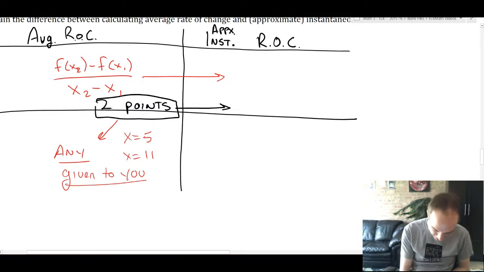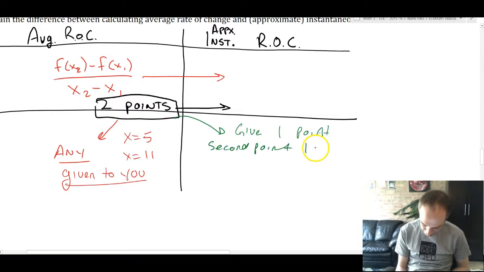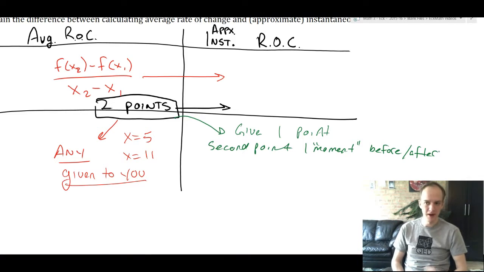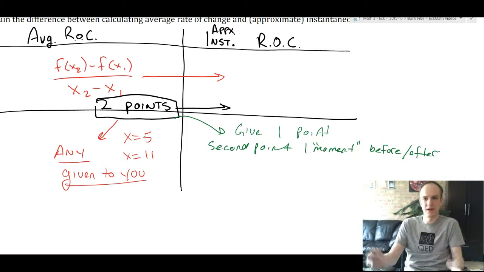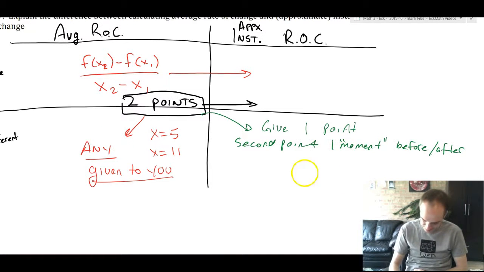For instant rate of change, we have to find the 2 points because they'll give you 1 point. And you need to make the second point 1 moment before or after. Your choices before or after might depend on the story. If it's a falling object, maybe you want the moment right before it hits the ground. If you're investigating stock prices and you want to know if it's going to rise or fall, maybe you want the moment right after right now because you're looking at the future trend.